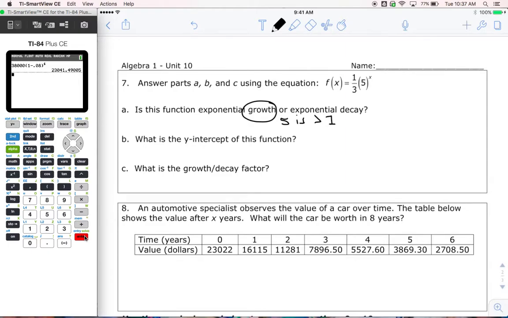What is the y-intercept of this function? The y-intercept is simply 1/3. Right, the y-intercept means your a value. And then finally, what is the growth or decay factor? It's just literally the number in there, so that was 5.